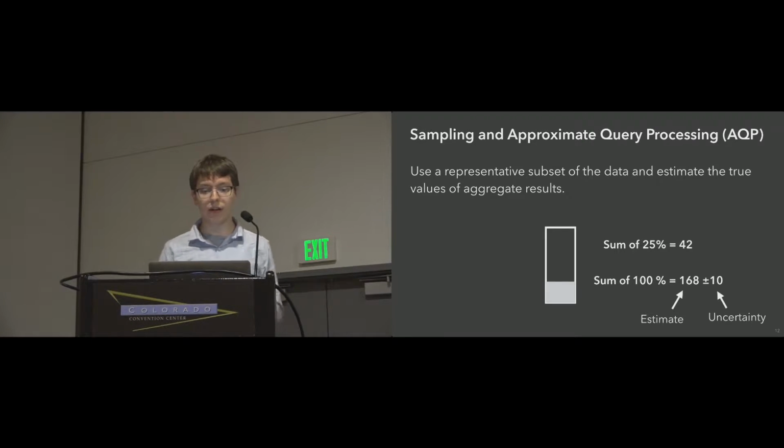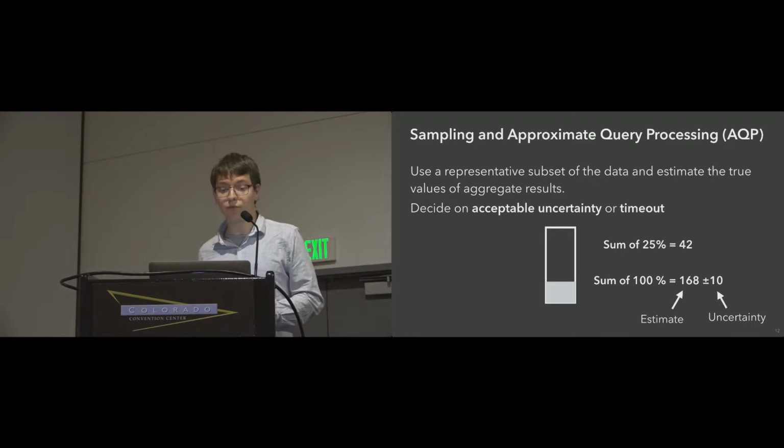But because the system only has seen a subset of the data, we cannot be certain about the overall aggregate. So there's some uncertainty attached to the value. This also means that together with the query, the analyst or the person who writes a query has to tell the system about the amount of error that they're willing to accept, or how long they are willing to wait.